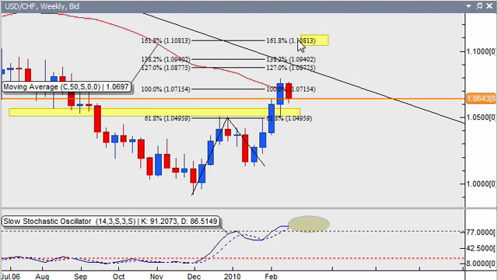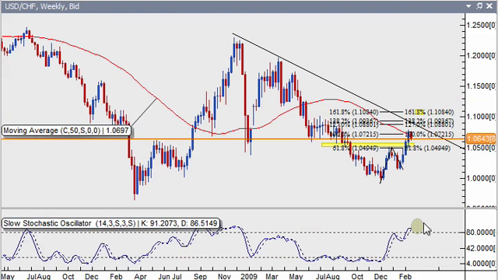And looking at the momentum, by the way, it shows that the market here is bullish after a long run of bearish momentum. The market finally is becoming bullish.